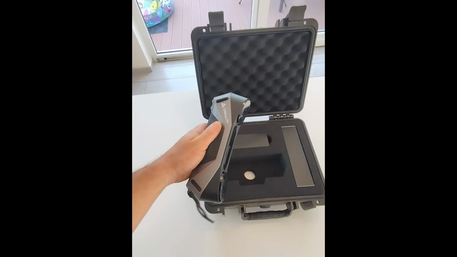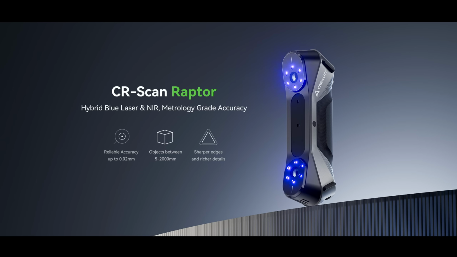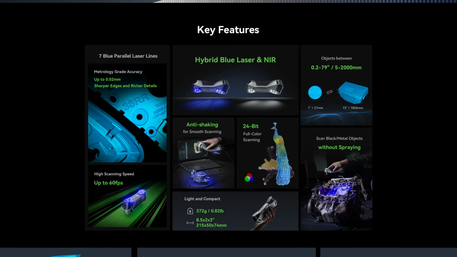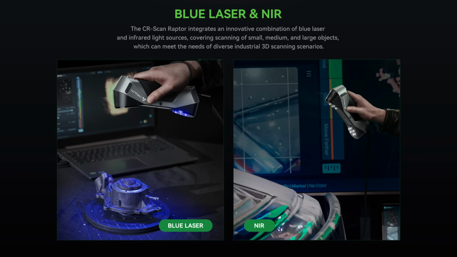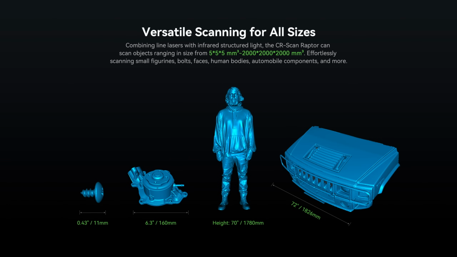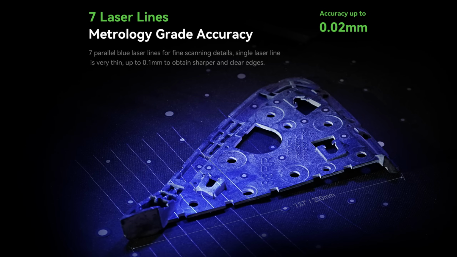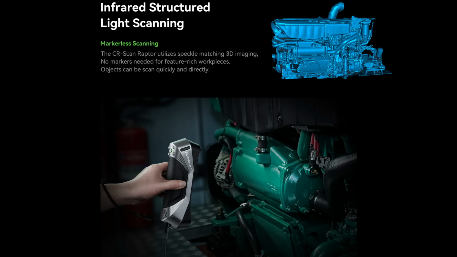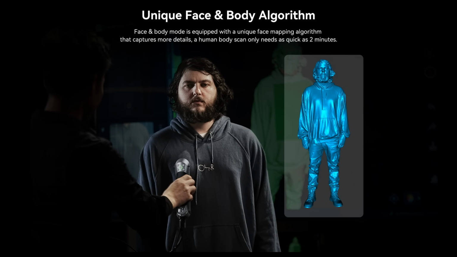Raptor is the world's first hybrid scanner. It includes 2 scanning modes, blue light scanning and infrared scanning. Blue light mode is suitable for scans that require higher accuracy and detail, usually for smaller objects. It can scan objects as small as 5 mm at up to 60 frames per second with an accuracy of up to 0.02 mm. Infrared mode is suitable for scanning larger targets such as faces, bodies and sculptures, objects up to 2 meters in size.